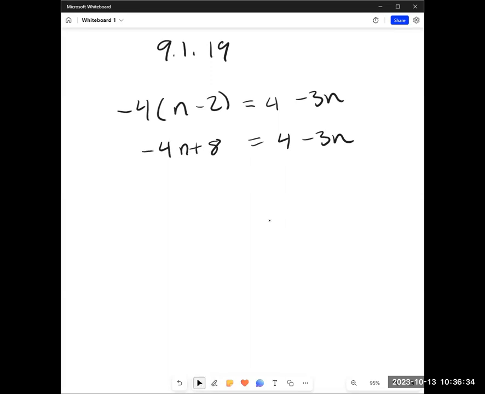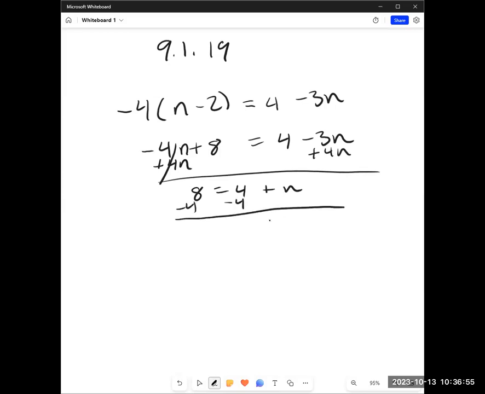Now I'm going to use my addition property of equality to get my n's on one side and my numbers on the other. So I'm going to add 4n to both sides here. 8 is equal to 4 plus n. And I'm going to subtract 4 from both sides now to get n all by itself, and n is equal to 4.